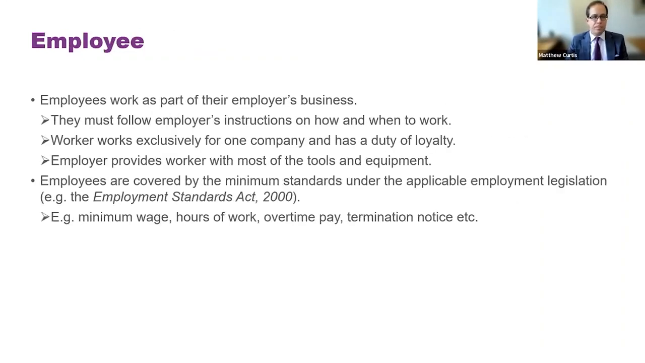Next slide. Then we have the next classification, which is an employee. Employees work at the employer's business. They follow the employer's instructions on how and when to work. Hours of work are set by the employer. Typically, a full-time employee will work exclusively for one company and has a duty of loyalty towards that company. And the employer is the one responsible for giving them the tools of the work and the equipment. So the worker is not responsible for bringing those on site, absent specific circumstances. Employees are also subject to the minimum employment standards under the applicable employment standards legislation.